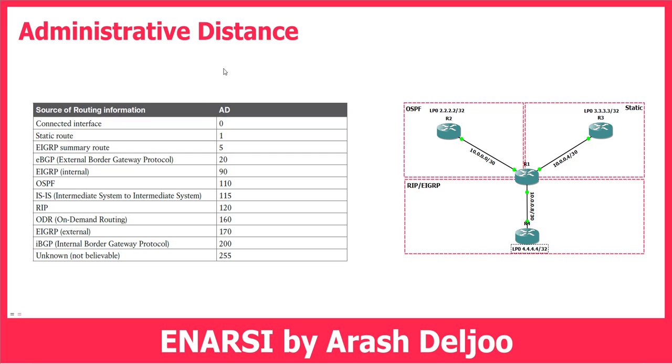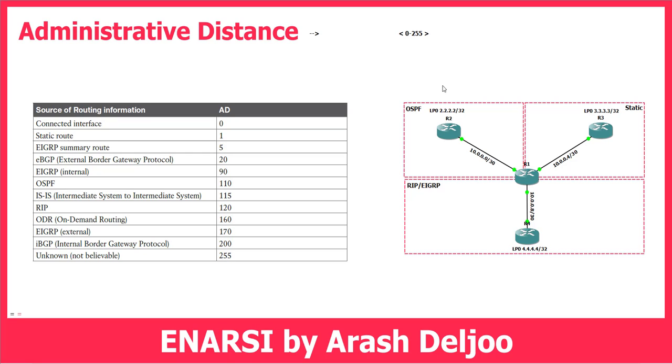Actually, in routing, we have one value for each source of routing information, and the name of this value is administrative distance. Administrative distance can be a value between 0 and 255, and when one routing protocol has a lower value of administrative distance, that source of routing information is assumed to be the better source.